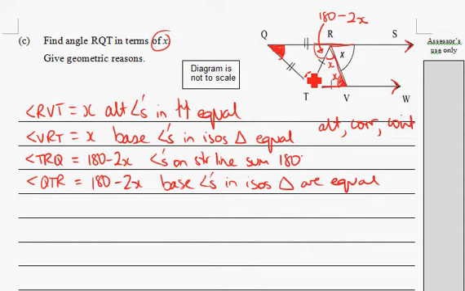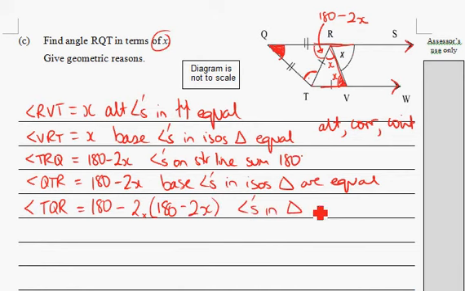Right, and so ultimately to find that one, angle TQR is going to equal 180 minus 2 lots of the 180 minus 2x. We've got to subtract one lot from there and one lot from there. So that's 180 minus 2x, and that's using angles in a triangle sum to 180. So that's going to equal 180.